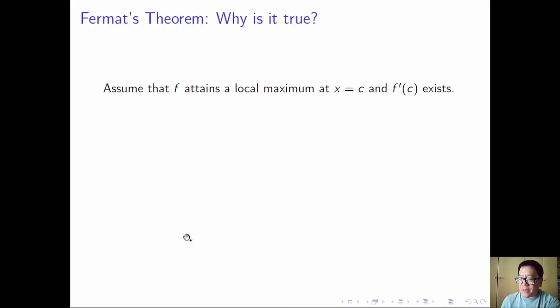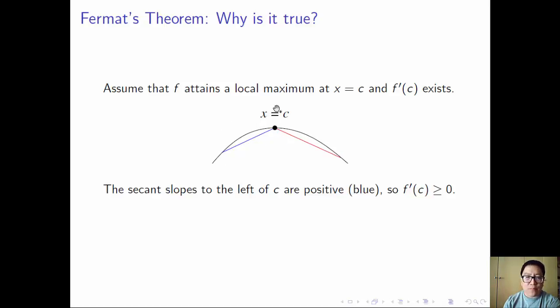So why is this true? You may be curious, like, why should this be? I just wanted to show you this neat little picture that may help you remember what Fermat's theorem says. Suppose that f has a local maximum at x equals c, and minimum would be the same, so we'll just look at maximum, and f prime of c exists. Well, this is what the picture looks like. So here's our local maximum, our highest point nearby, for all nearby x, and we're assuming that f prime of c exists there.